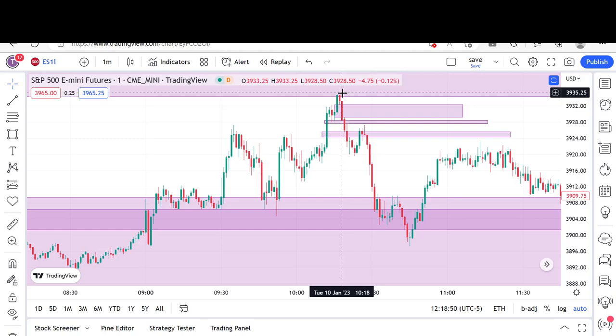Above Hive Day would be the smart way to do it because you do have these other imbalances right here that haven't been tapped into. So your smart play would be to be above Hive Day. And you could have taken it down into that draw on liquidity down there, and you would have got a really, really nice move. So you kind of see how this all ties together.